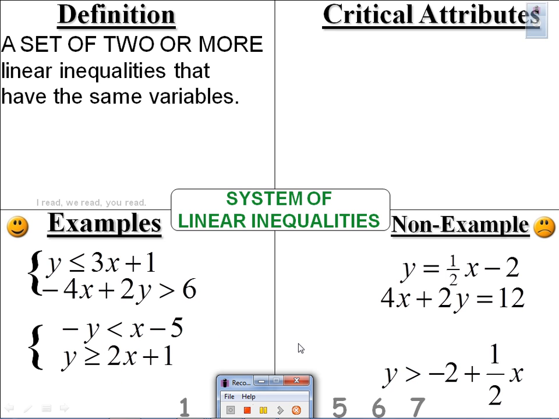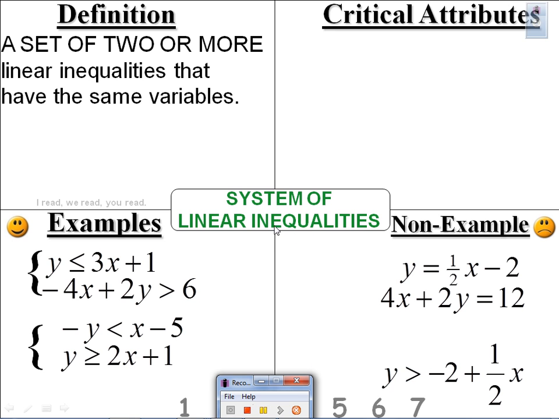With that said, think about these. Don't say it out loud. Why is this not an example? And why is this not an example? All right, talk it over with your neighbor. Why are these non-examples?